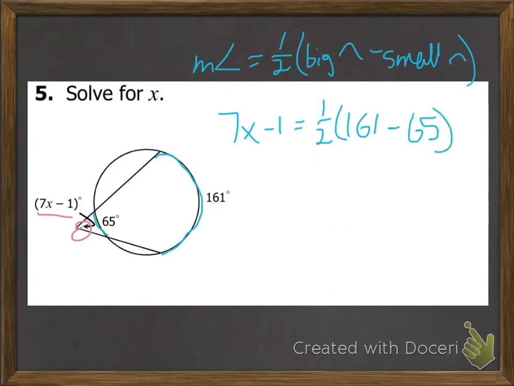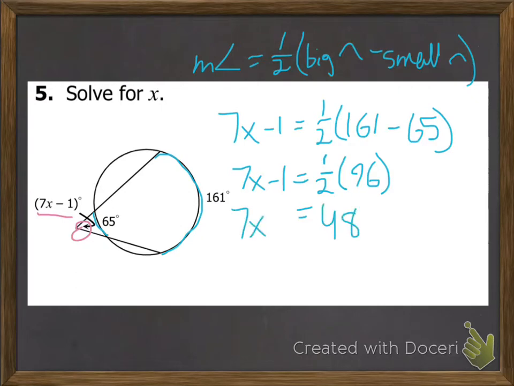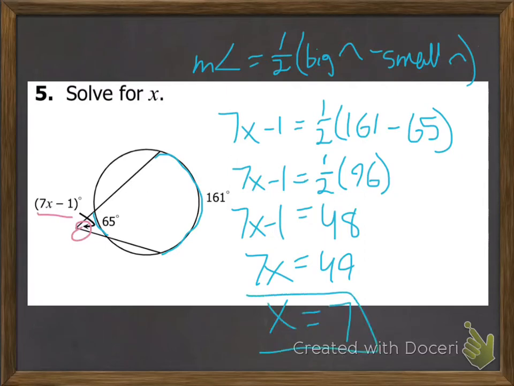So now let's solve it. I'm going to go ahead and just keep 7x minus 1 as is, and then it's still equal to 1/2. 161 minus 65 is 96. And then 96 divided by 2, or times 1/2, is going to be 48. We still have 7x minus 1 over here. I'm going to go ahead and add the 1 to both sides, and we're going to get 49 over here. And then lastly, divide by 7, and x is going to be equal to 7. 49 divided by 7 is 7.